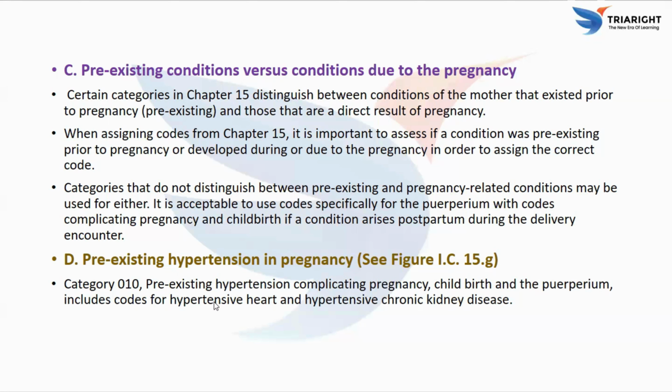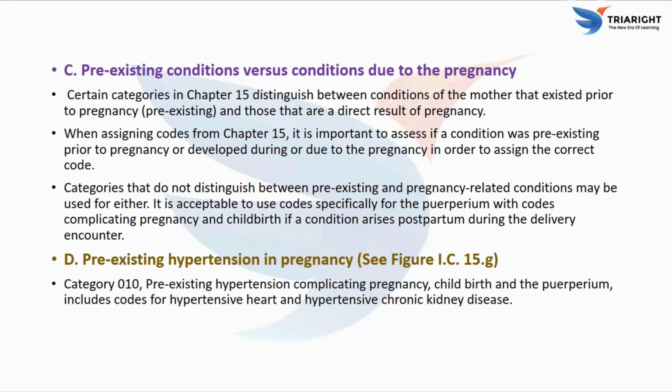Okay, so this is about the C guideline. Next, coming to the D guideline, pre-existing hypertension in pregnancy. Category O10 is used when the mother had hypertension before pregnancy and it now affects pregnancy, childbirth or the postpartum period.